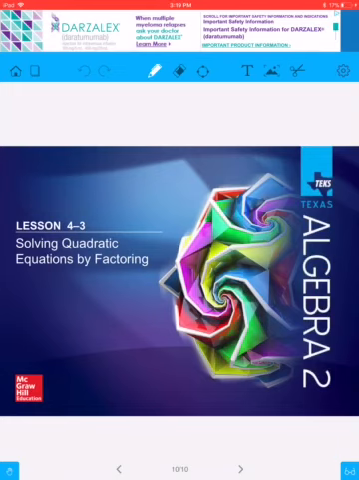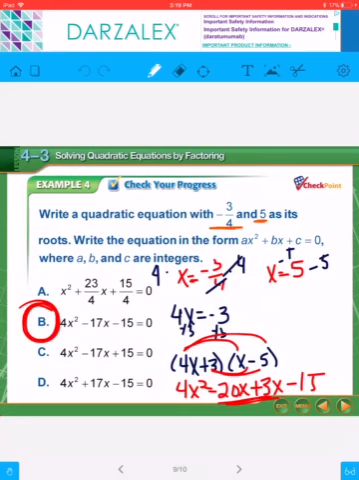And that is it for solving quadratics by factoring and rewriting your quadratic equation given your solutions.